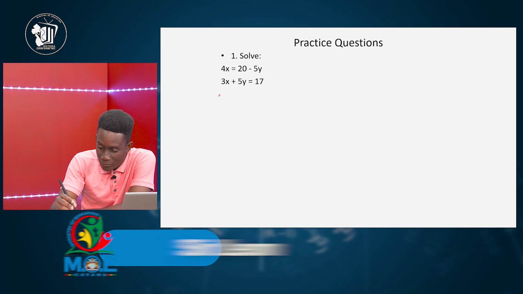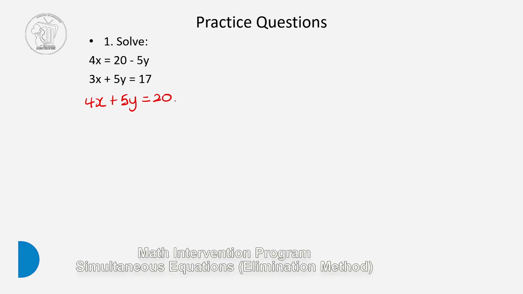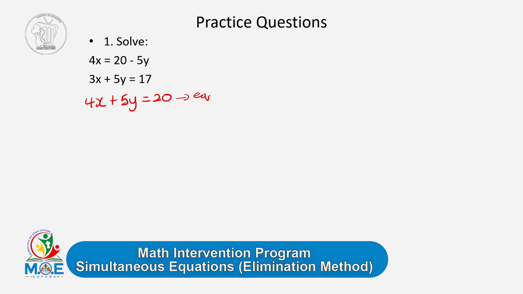So what we will have is 4x, and we take over this minus 5y over the equal sign, it will become plus 5y, and that will be equal to 20. So now we have, this can be equation 1, or you can bring this down as equation 2. So you have 3x plus 5y is equal to 17 as equation 2.